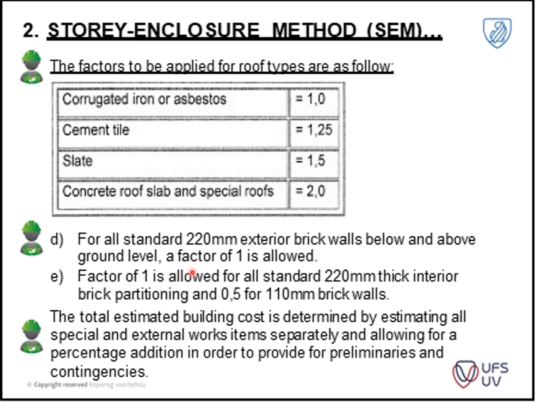For all standard 220 millimeter exterior brick walls, below and above ground level, a factor of 1 is allowed, and a factor of 1 is allowed for all standard 220 millimeter thick interior brick partitioning, and 0.5 for 110 millimeter walls. So the total building cost is determined by estimating all of the special and external items separately and allowing for a percentage allowance in order to provide for the preliminaries and the contingencies. So it's the extra over cost basically.